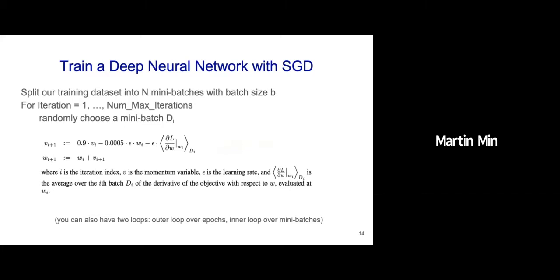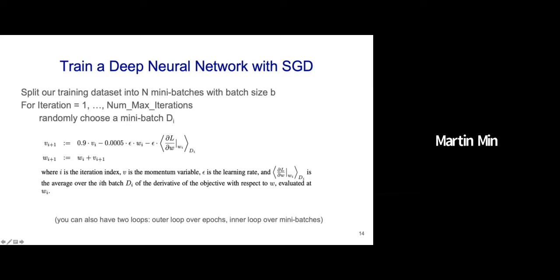So when we train a deep neural network, we often use stochastic gradient descent with momentum. So how do we do it? Basically, we just split our training data into n mini batches with batch size b. We often use batch sizes, for example, 8, 16, 32, 64, or 128. And then the iteration or epoch ranges from 1 to a maximum number of iterations.